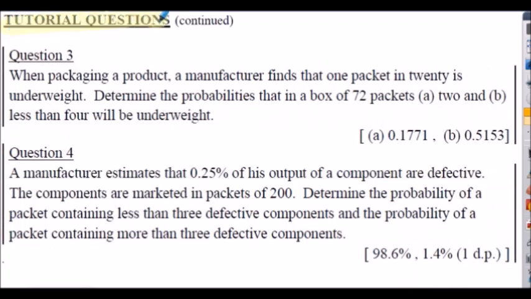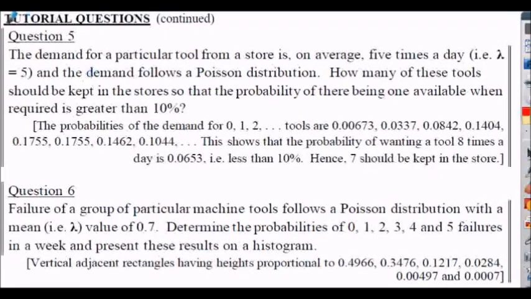Tutorial questions continued. Questions 3, question 4, and answers stated on the right hand side for your reference. Here's question 5, question 6, answers again shown in the square brackets at the bottom of each question. Question 5 can be slightly confusing in its presentation.